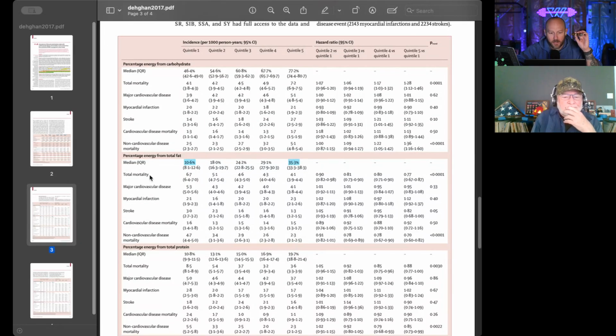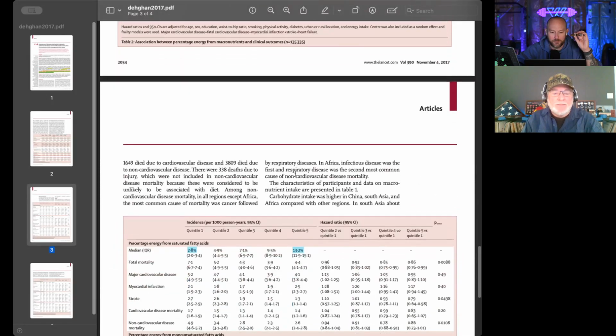And then coming down here, we have these hazard ratios for total mortality, major cardiovascular disease, MI, stroke, all this stuff. And remember, comparing quintile 5 to quintile 1. So we have quintile 1 on the left highlighted in blue, quintile 5 on the right. And again, our recommendations are to keep total fat somewhere around 30 to 35%. I actually think it's 30 to 40%. And we see here that quintile 5 is 35%, which falls right in line with current recommendations.